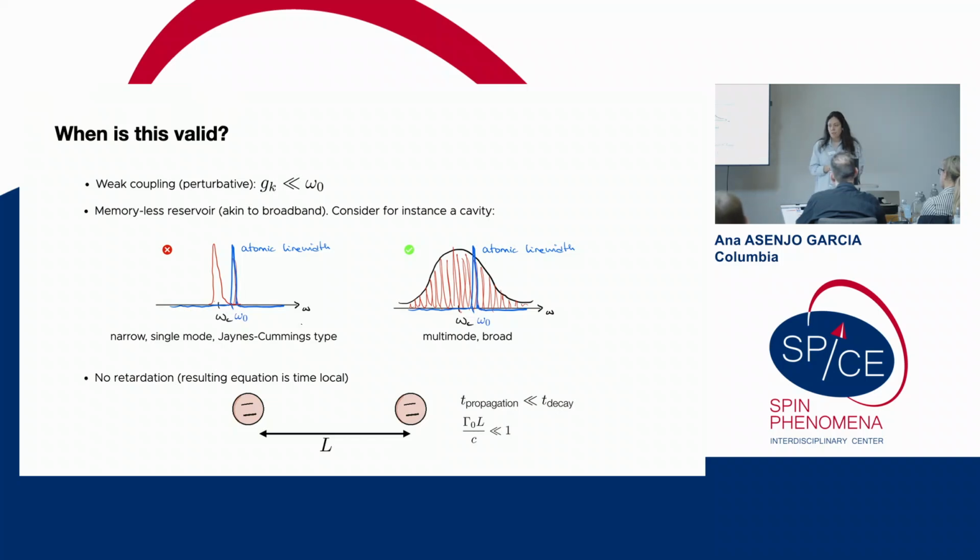So for atoms in free space, as long as they are separated by less than 1 centimeter, we're good. In a vacuum chamber, we're good. But then this cannot be done, again, if we are thinking about quantum networks where we have a system of particles here and another kilometers away. So this is all I have to say about the approximations.